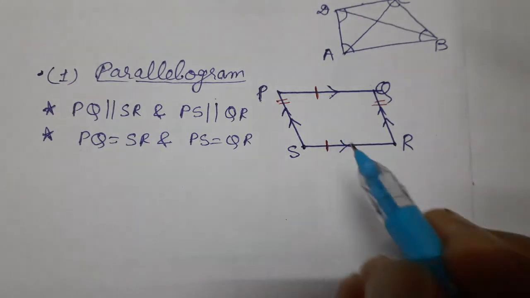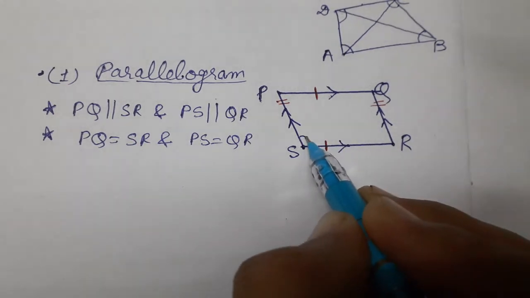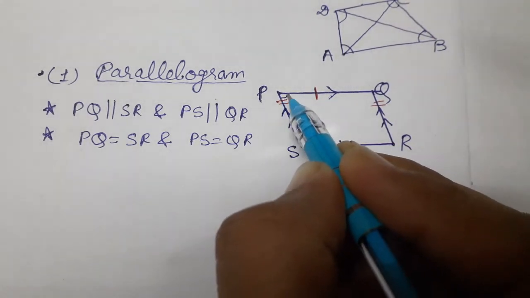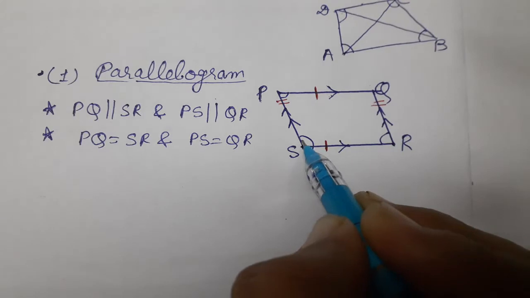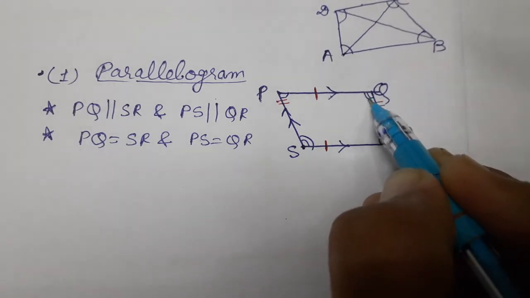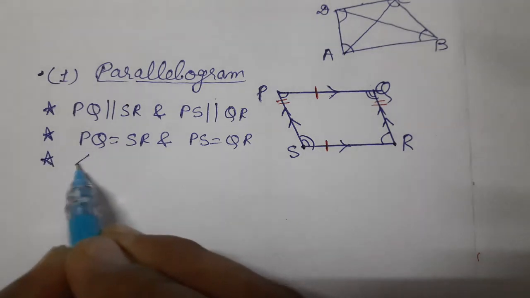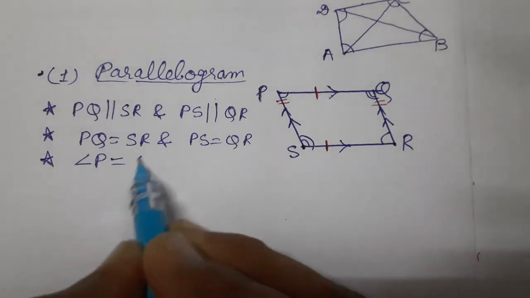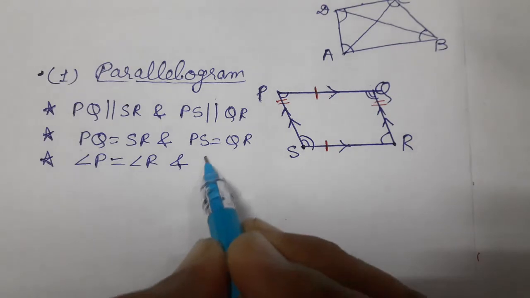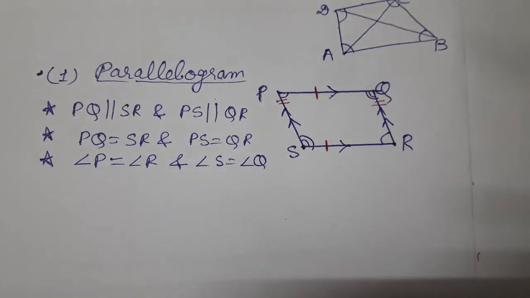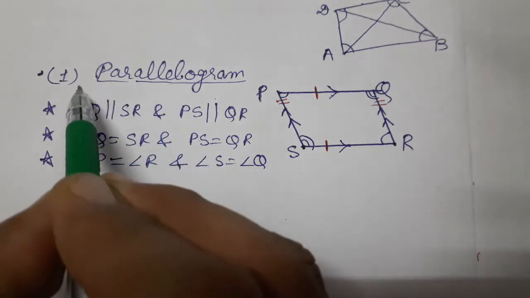And when we measure the angles, they are also equal. This signifies angle P equals angle R and angle S equals angle Q. Opposite angles are also equal. So this is the third property. Opposite angles are equal. Angle P equals angle R and angle S equals angle Q. These are all properties that we are studying, properties of parallelogram.